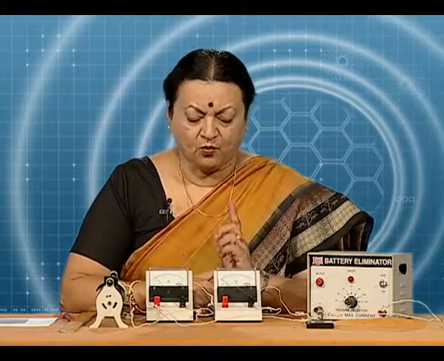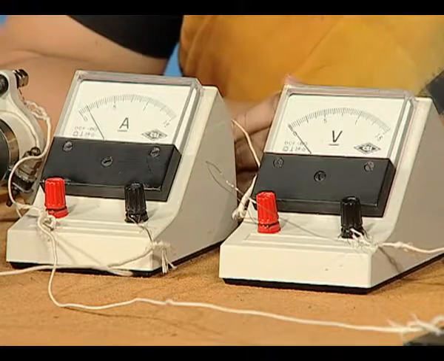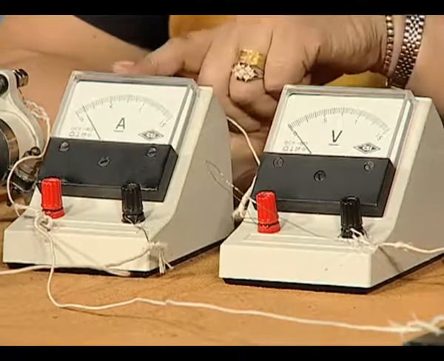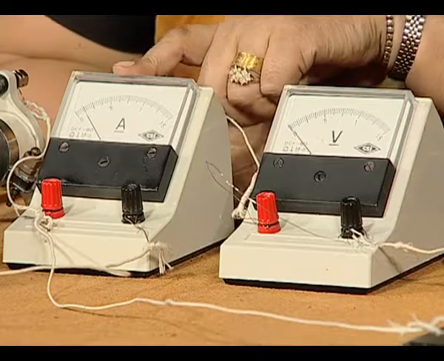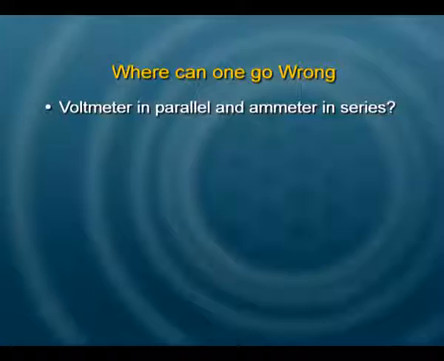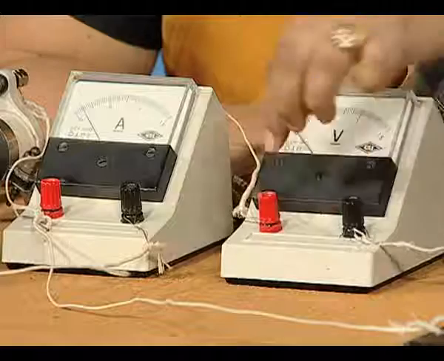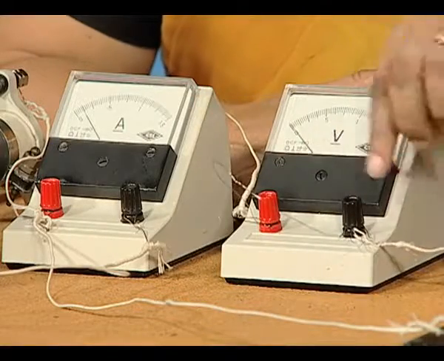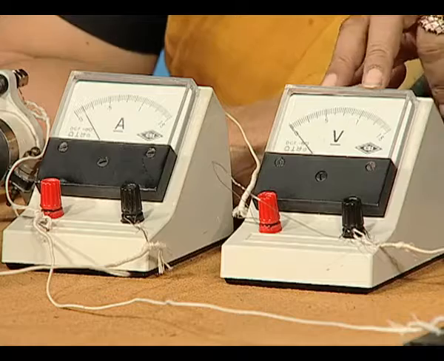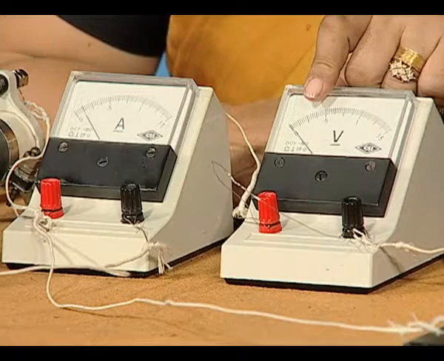Where can we go wrong in this experiment? One mistake which children normally make is connecting the ammeter not in series. You have to have your ammeter in series, so that all the current flows through it, and the voltmeter should always be connected in parallel with the conductor. The current flows through the conductor, so this is in parallel with that. So, this should always be taken into account.